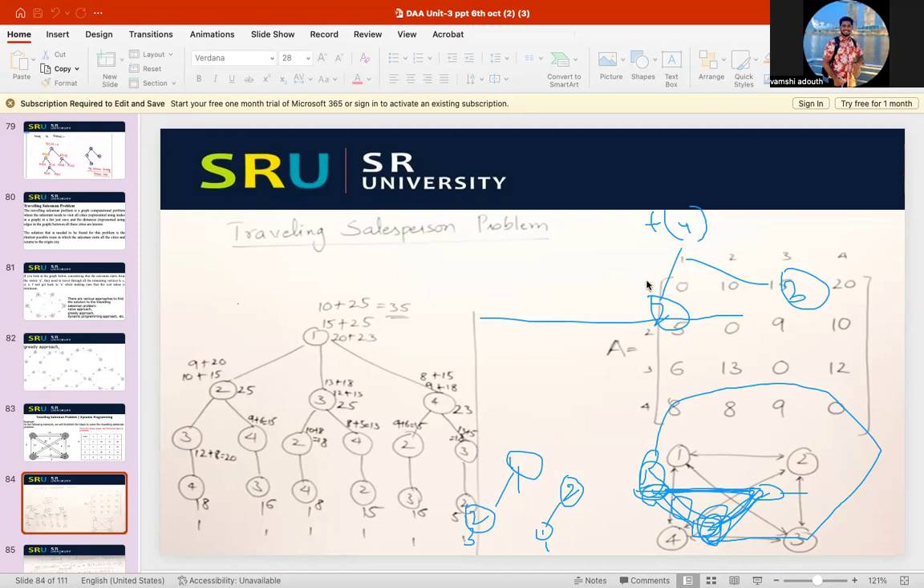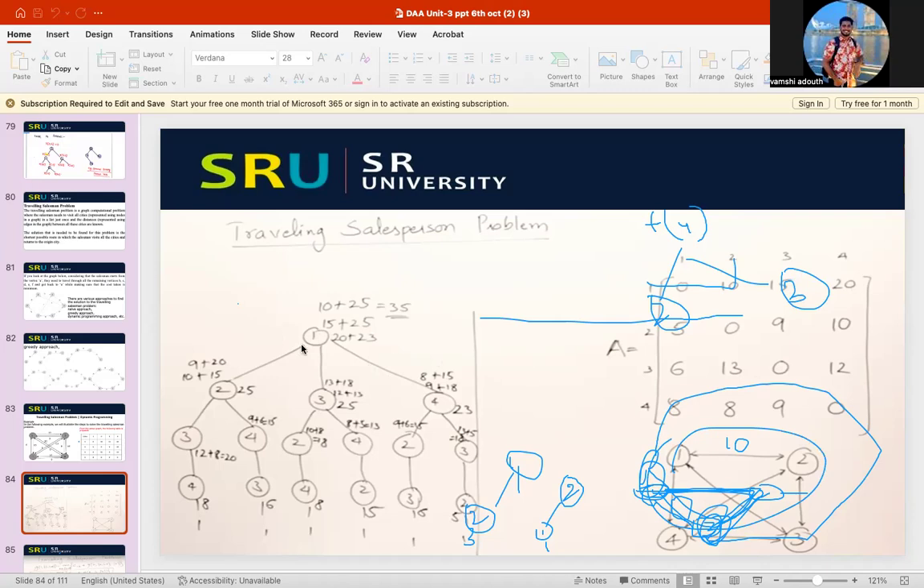1 to 2. If you see 1 to 2, it is value 10. Likewise for all, 2 to 3. What is 2 to 3? 2 to 3, 9. Likewise 4 to 3, 9 again. 4 to 1, it is 8. So for this graph, we have to draw a binary tree for this at first. Now, if we draw, what are the possible ways?